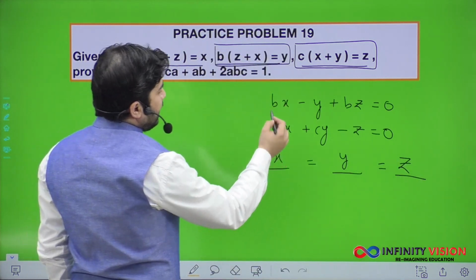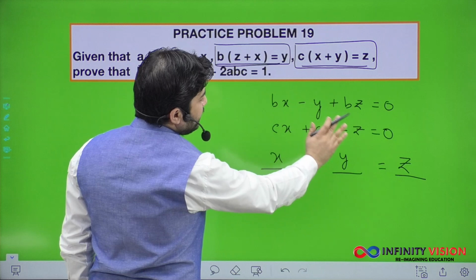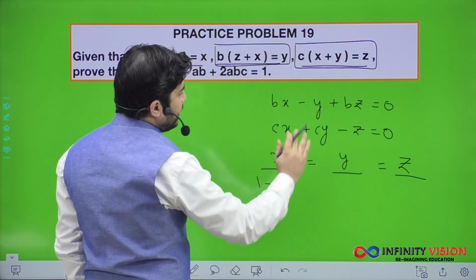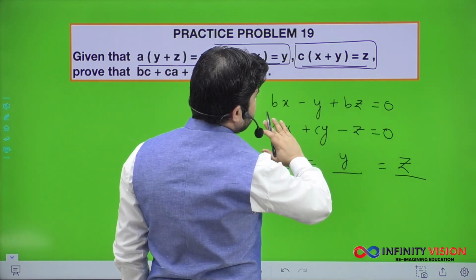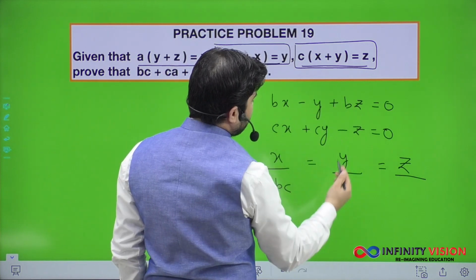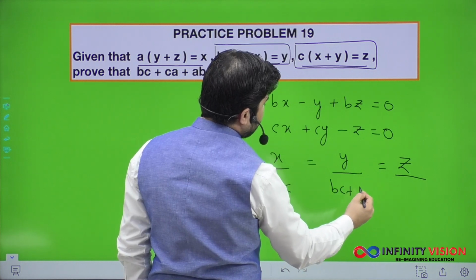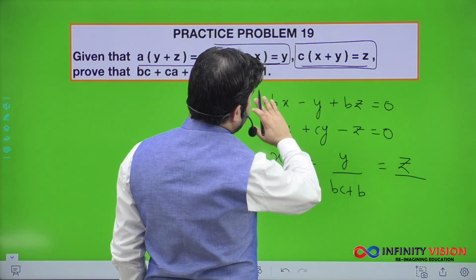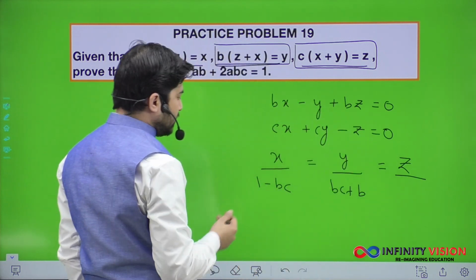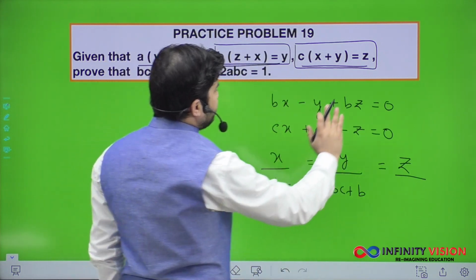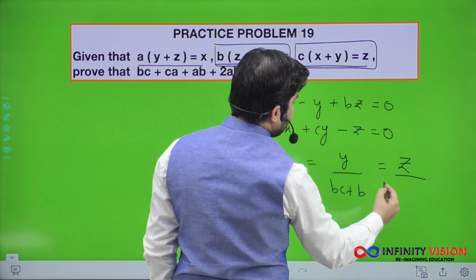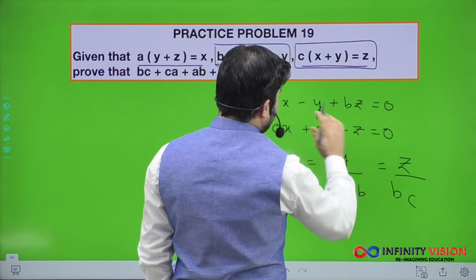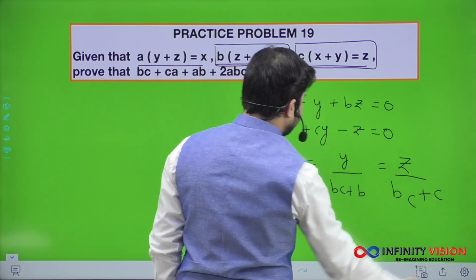So for x, I can hide my x. Minus 1 into minus 1 is 1, minus bc. For y, I'm just going to hide this. b into c is bc, minus of minus b, that is bc plus b. Let's cross check. b into c is bc and minus 1 into b is minus b, so bc minus minus b is going to be bc plus b. And for z, I'm going to write bc, b into c is bc and minus of minus c, that is going to be bc plus c.